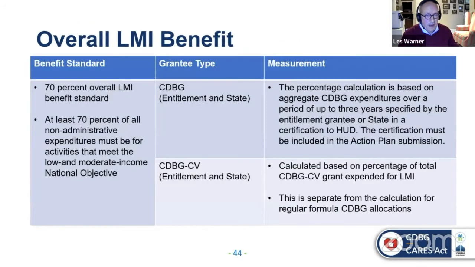The first flexibility is a reminder on the overall LMI benefit. The CDBG goal of these funds is creating decent housing, suitable living environments, and viable communities, but principally for persons of low or moderate income. An existing CDBG requirement that does apply for CV is that at least 70% of the funds are utilized meeting a national objective for low and moderate income benefit. It is calculated separately, so it's not that your CDBG funds and your CV funds are combined and then we run those percentages. It does need to be separate for CV.